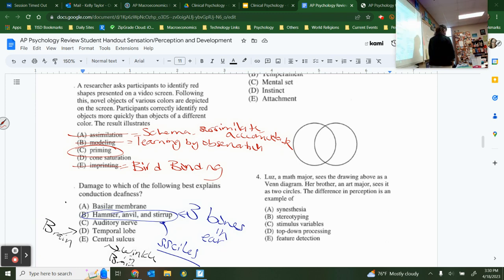Can you do that? Move on the camera. Okay, that work? All right.